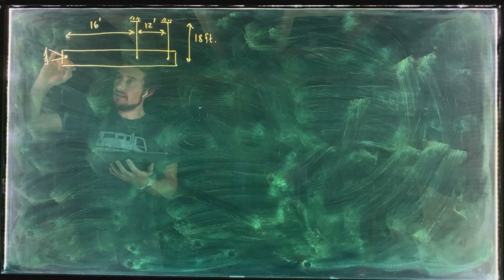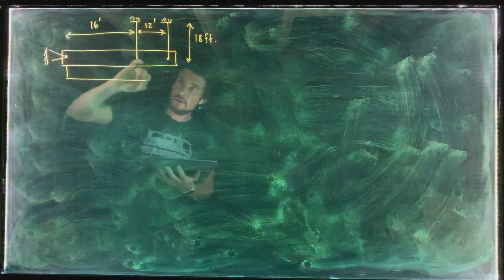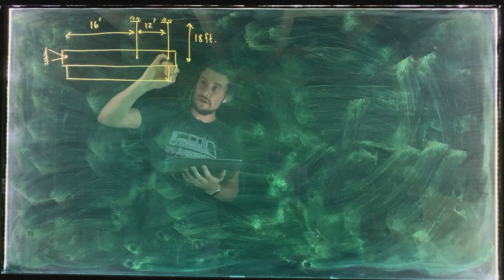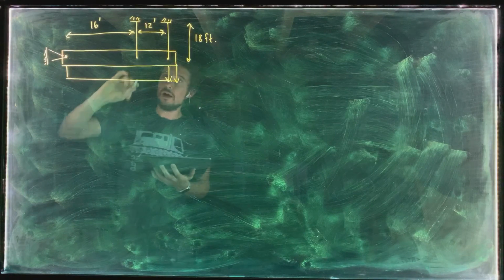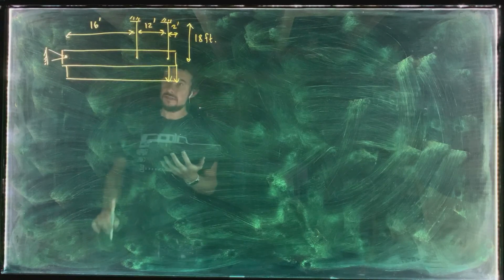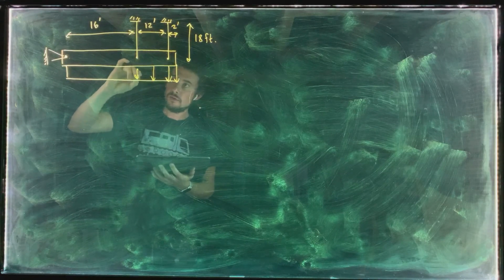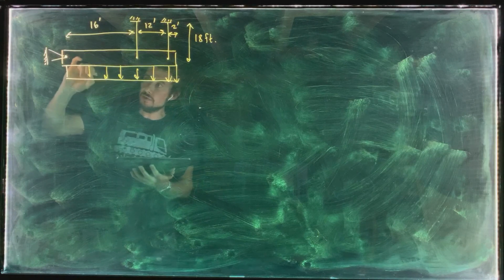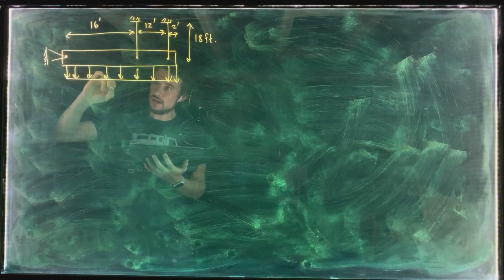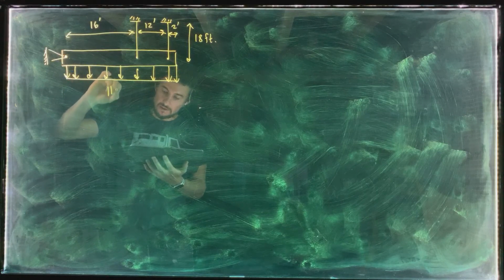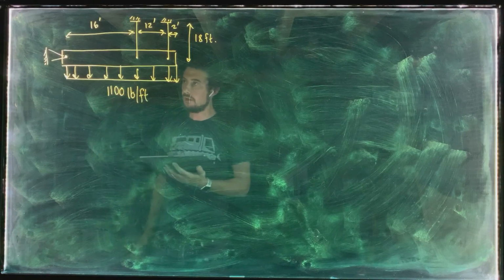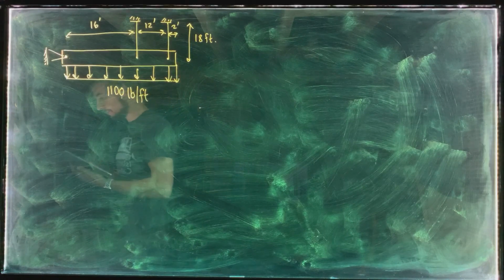And then we've got a distributed load that's applied to this. Actually, it goes right to the end here. This distance is 2 feet. A distributed load, and it's a constant distributed load, so it's not changing in value, and it's got a constant magnitude of 1,100 pounds for every foot length of that bar.